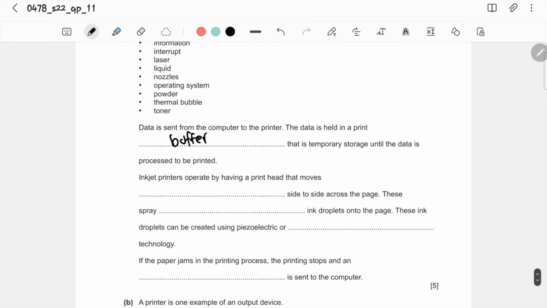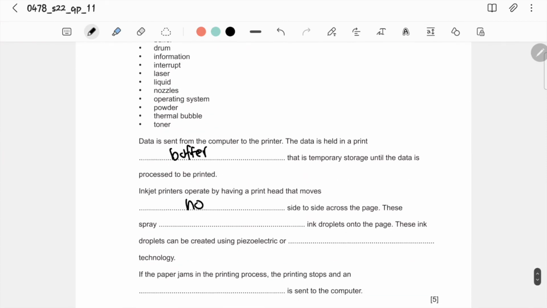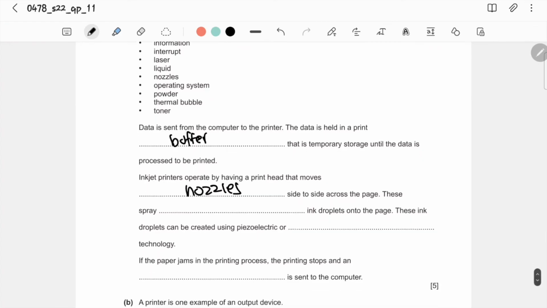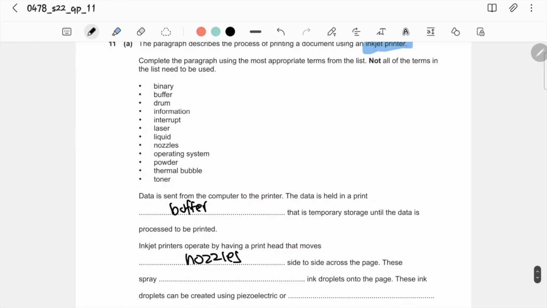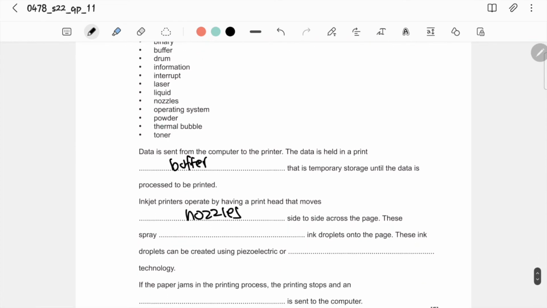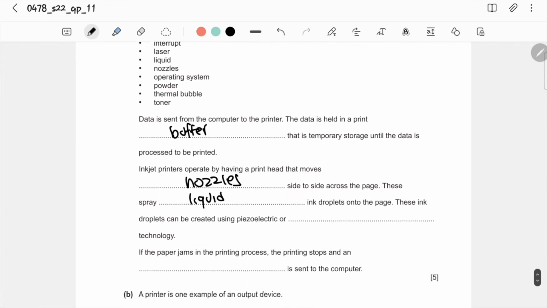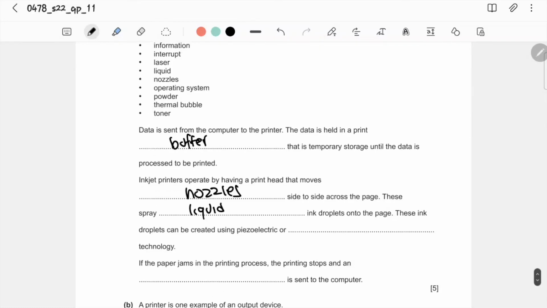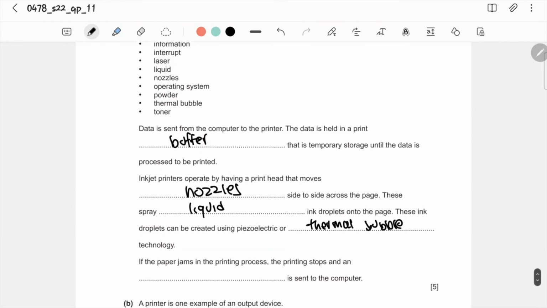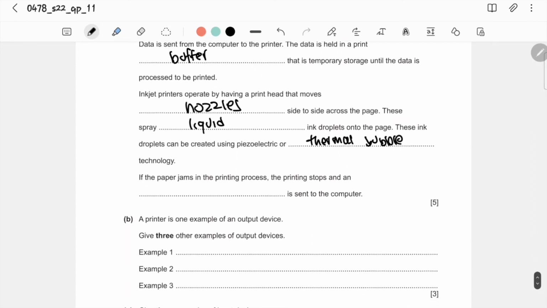Inkjet printers operate by having a printhead that moves. What does it move? It moves the nozzles side to side across the page. These spray droplets. Is there droplets? No, nope. Okay, it sprays liquid. Ink droplets. Yeah, okay, there you go. Onto the page. These ink droplets can be created using piezoelectric, or we have something called the thermal bubble. See, I don't even have to look at the options for this. It's so like direct. If a paper jam in the printer occurs, the printer stops and an interrupt is sent.